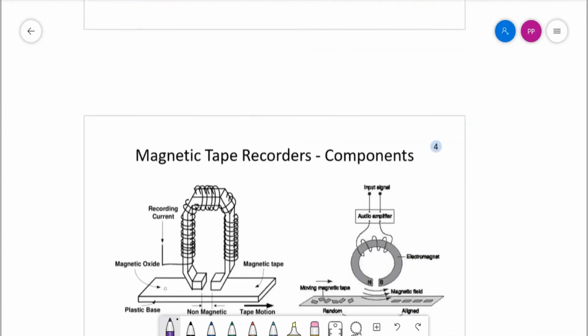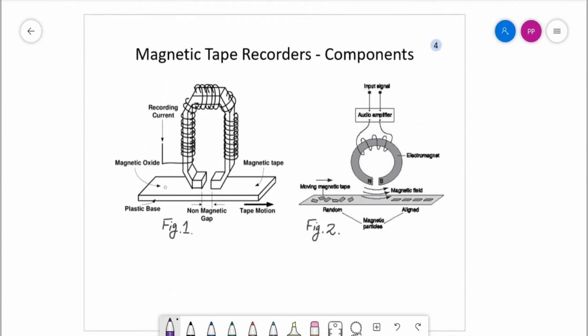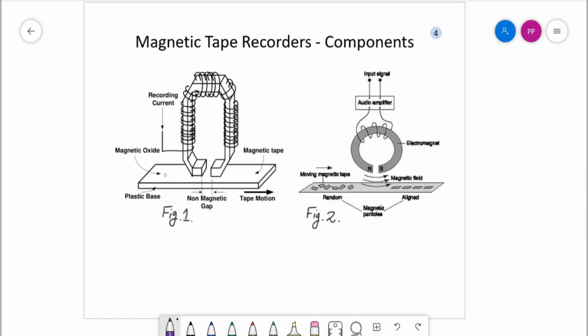What are the basic components? Let us see. First, the most important part of the magnetic tape recorders is, as you can see in figure 1, there is a head. This is both the recording head and the replay head, and also the erase head.